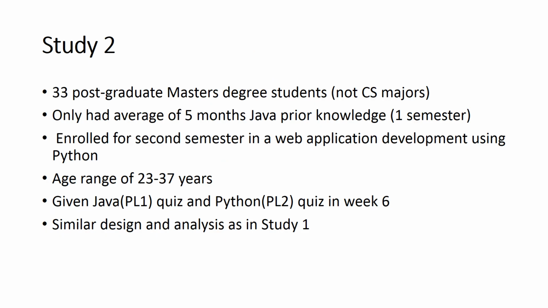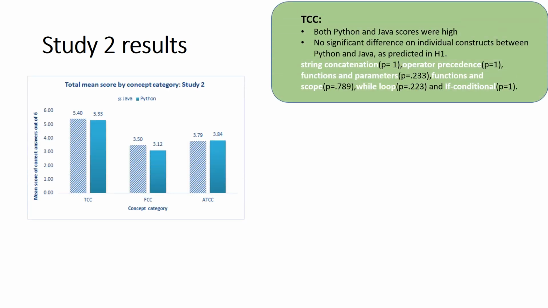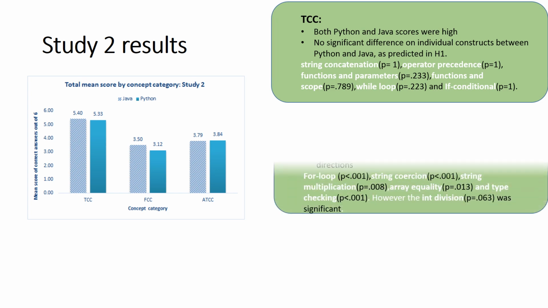In order to further validate the model, Study 2 was a reverse transfer, this time around from Java to Python. 33 students participated. They all had an average of 5 months Java prior knowledge. They were given a test in Java and Python in week 6 of learning Python. The results of Study 2 show that both the Python and the Java scores for the true carryover concept were high. There were no significant differences on individual constructs between Python and Java as predicted in Hypothesis 1.